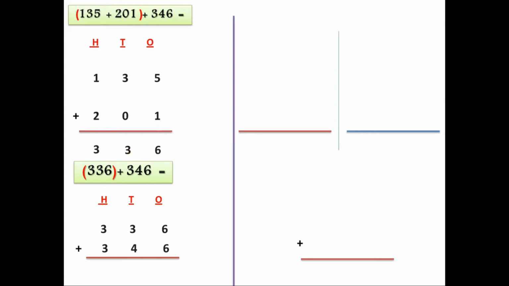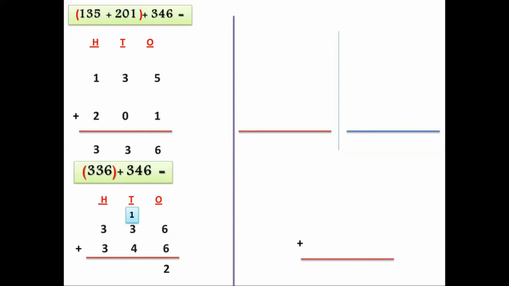To get the sum, we will start adding ones. We get the sum of the ones digits 6 and 6, which is equal 12. But we can't write 12 in the result. So we will write 2 and carry 1 over to the next higher place because we can't write more than one digit in each place.